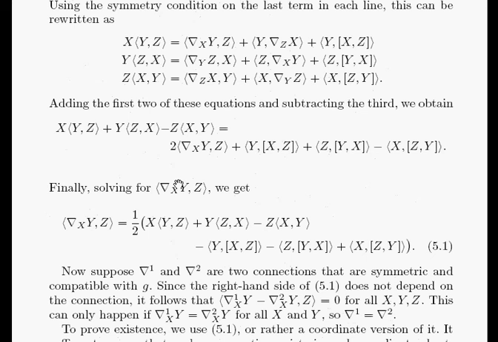This is the equation 5.1. By the Lie bracket and the inner product, we have the connection of Y over X inner product with Z. Okay, so we will use this to calculate 2 alpha. Alpha is one half of this thing.